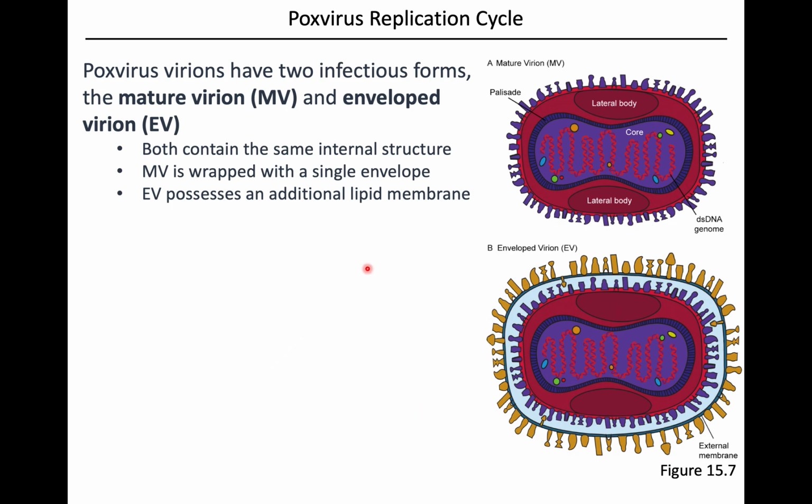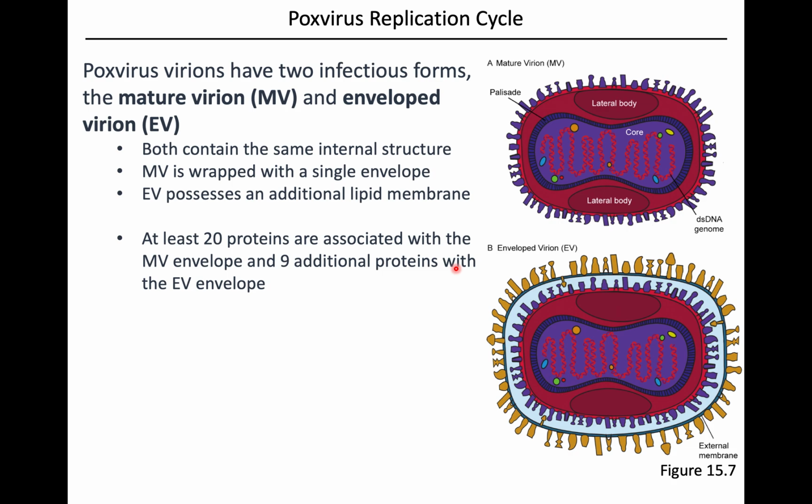So they call it a corrugated appearance. And we really have two different infectious forms here. We've got what's called the mature virion, which is shown up top here, which is basically what we've been talking about up to this point. But then you also have what's called the enveloped virion, which has an additional envelope with a bunch of associated proteins as well. So the basic internal structure is the same, but you will see both of these in a pox virus infection. And we've got, as I said, a bunch of proteins, at least 20 that are associated with that mature virion envelope.